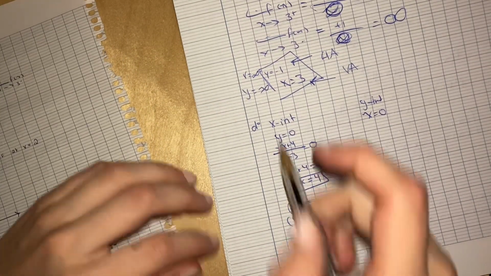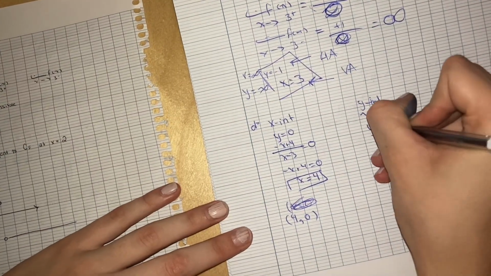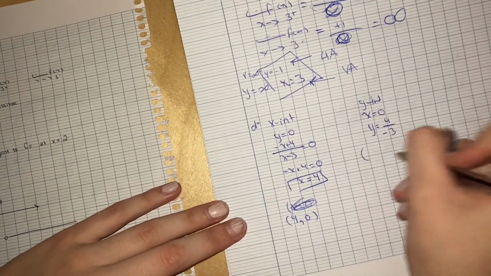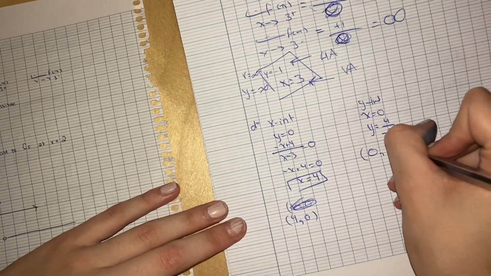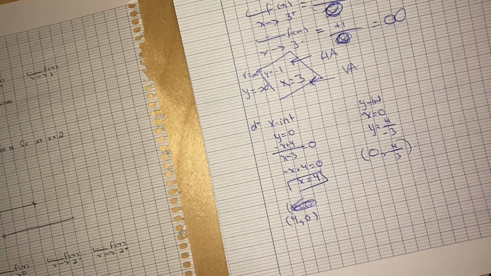Y-intercept says x equals 0. When x equals 0, we have 4 over minus 3. So y equals 4 over -3. So the coordinates of the y-intercept are 0, 4 over 3, or -4 over 3. There you have the x and y intercept.